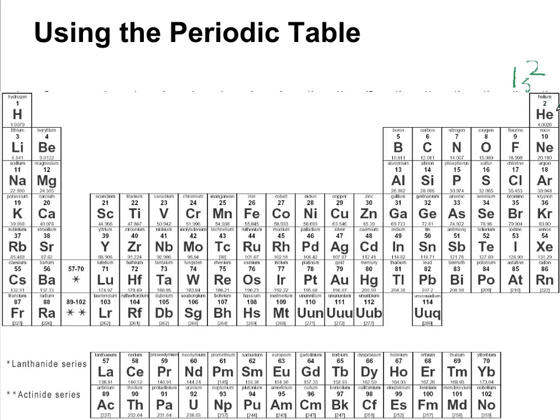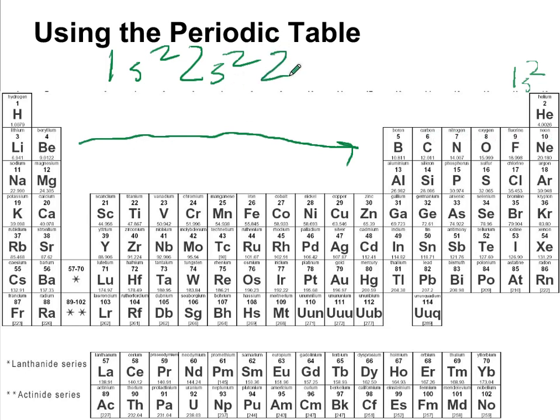1s1, 1s2. So we've reached the end of the board. So we're going to go back around to the second level. We're going to go 2s1, 2s2. That takes us to beryllium. Now we're going to skip over here. This is the P block, remember, so it's 2p1, 2, 3, 4, 5, 6. So we'd end on 2p6.